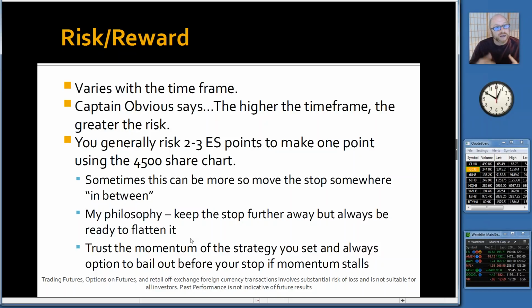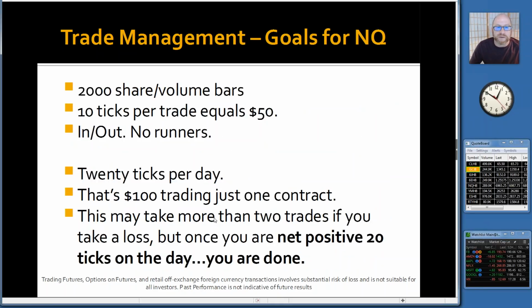My philosophy is keep the stop further away, but always, always, always be ready to flatten it. Have your mouse right above that flatten button, all right? But trust the momentum of the strategy set. Always have the option to bail out. For instance, that bar starts going up, the next bar starts coming down, it closes, it's not running in momentum. Feel free to bail on it. You can always cut it short and just wait for your next setup.